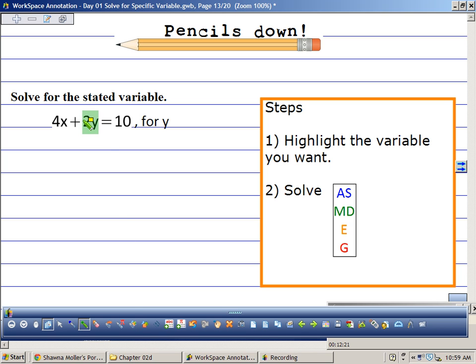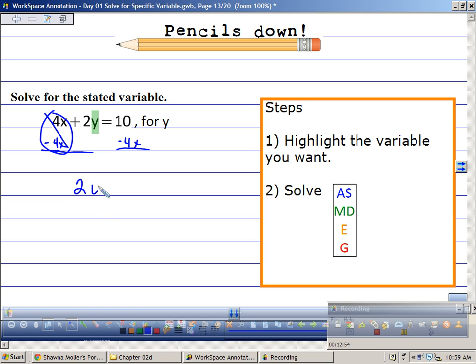I seriously suggest you use highlighters on this. You highlight what you want. I should have just highlighted this right here, the y. I want y, but y and 2 are being multiplied by each other. Not only that, but it gets more complicated. I've got this over here. So I need to subtract 4x first. When I subtract 4x, it goes away, and I'm left with 2 times y equals negative 4x plus 10.